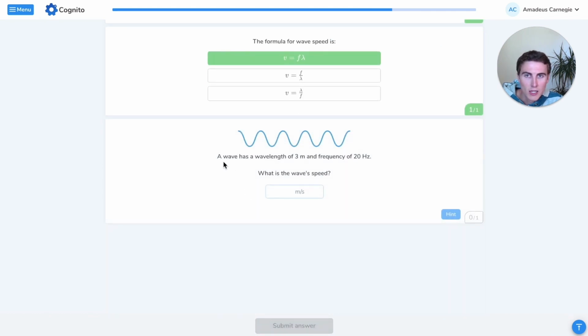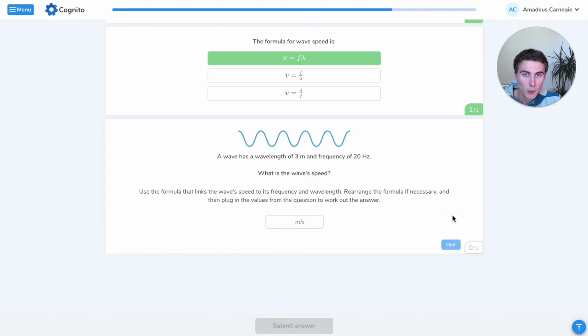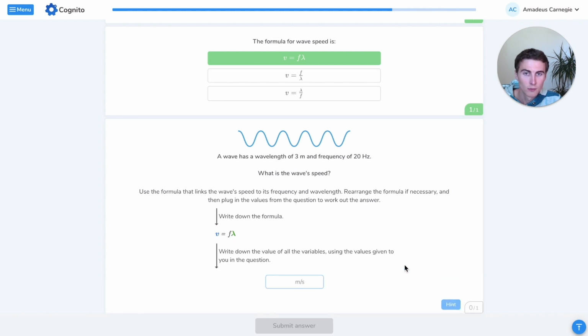Alright, so here it says a wave has a wavelength of 3 meters and a frequency of 20 hertz. What is the wave's speed? So again, you may know how to do this straight away, but if we go through the hints, we get the overview of what to do. Then it tells us to write down our formula. So wave speed is frequency times wavelength.